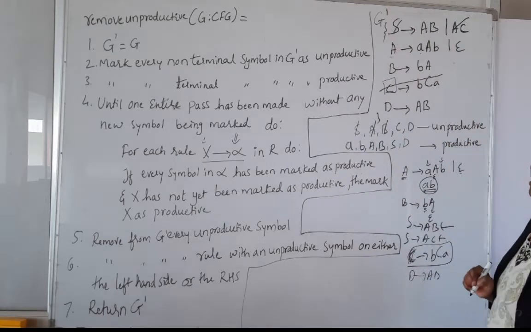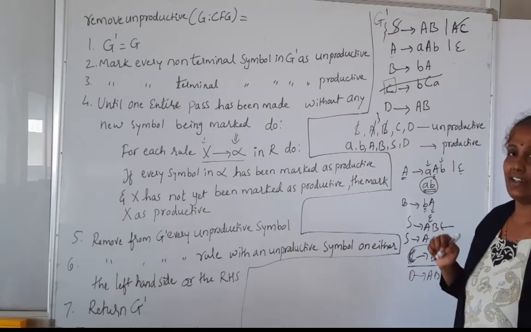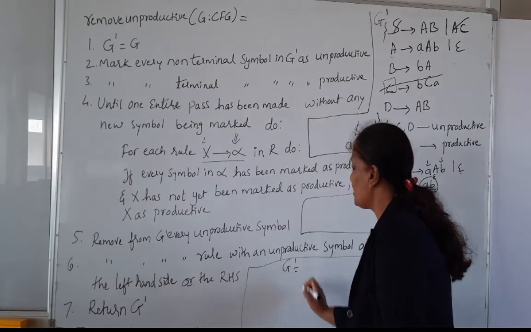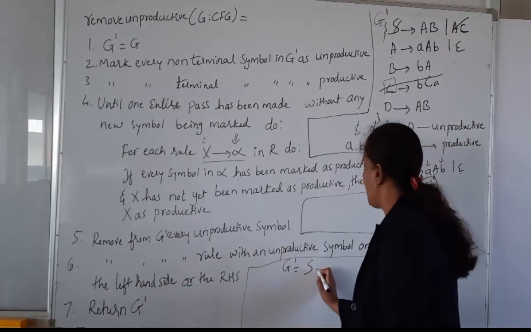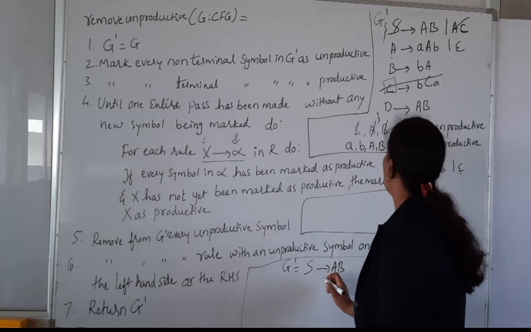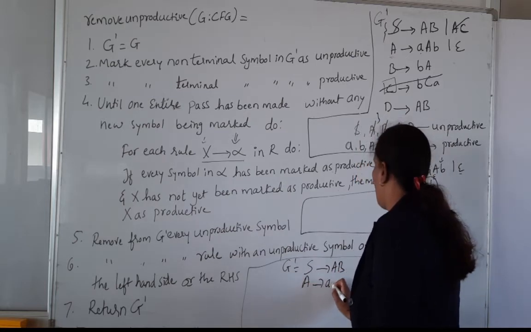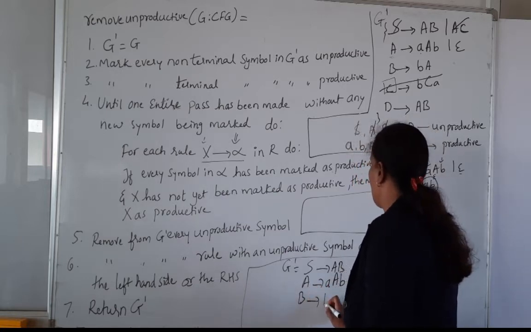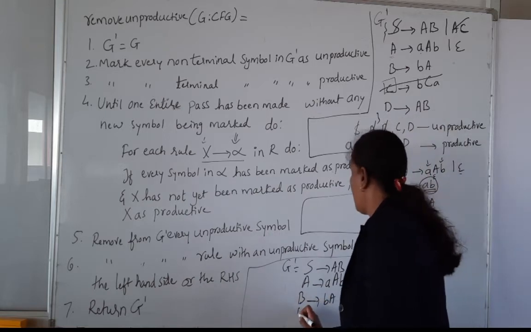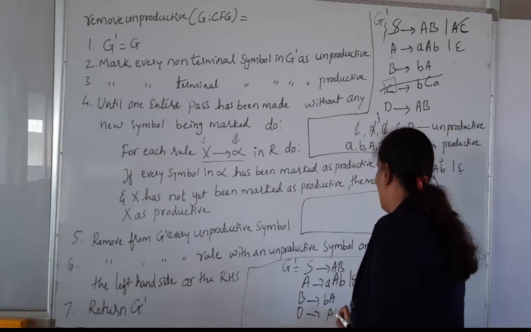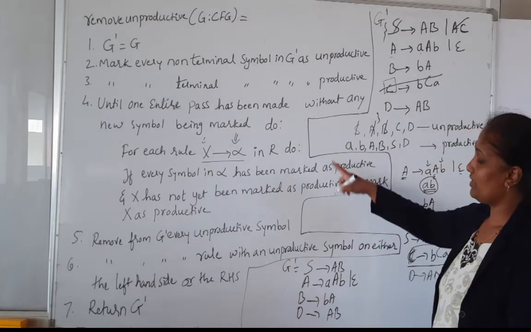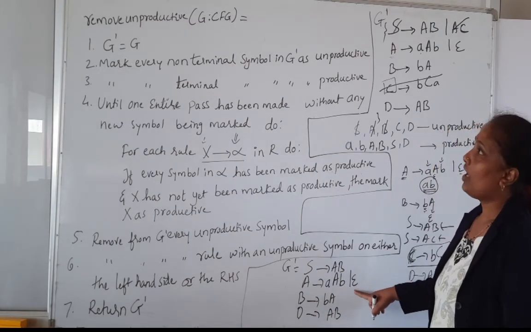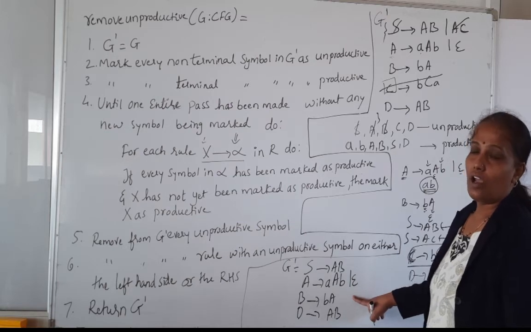So after deleting the unproductive symbol and its related rule, what do I get? I get a G dash, and what are the productions of this G dash? The productions of this G dash are S produces AB. Next, A produces AAB or epsilon. Next, B produces BA. Next, D produces AB. Now, according to this algorithm, I can say whatever G dash I got is free from the unproductive symbols. I hope you understood this.